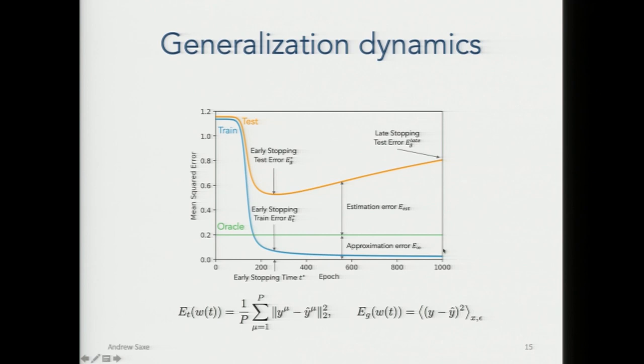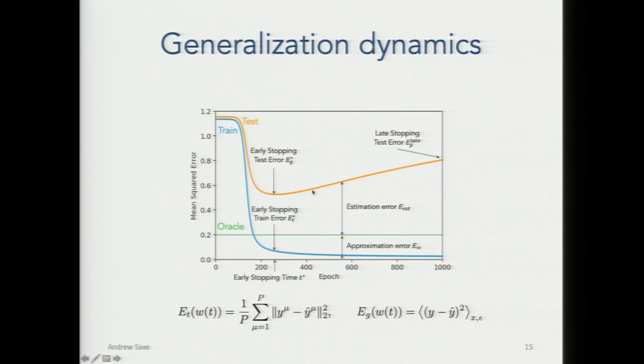But in orange here, I'm showing you the test error. And again, because I know the model that generated the data, I can exactly calculate the test error. So there's no approximation here. And you can see that it shows this typical behavior. If you've ever trained a neural network, you've probably seen this. First things get better, and then eventually they get worse over time.